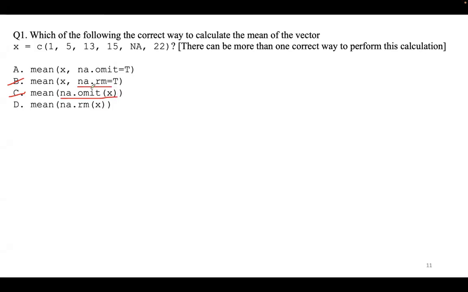Na.rm is an argument. Na.omit is a function. So again, this question is meant to confuse you, but good try. And just one of these other questions. Again, this is very simple. You should be able to do it, but let's give it a try.